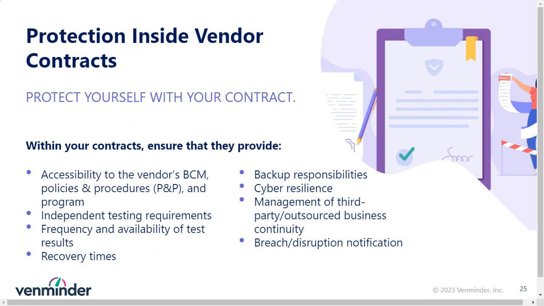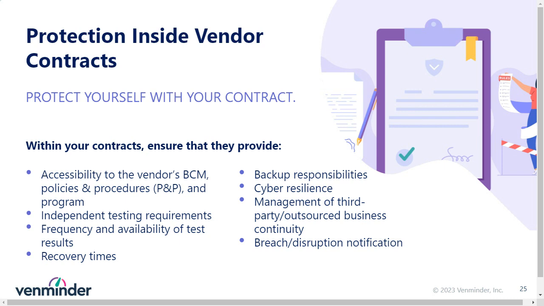Now, always be sure to protect yourself in your vendor contracts. Yes, vendor business continuity, disaster recovery, and pandemic plans go all the way to the contract level. So make sure your vendor contracts include the following. You want to have accessibility to the vendor's BCM, the business continuity management, policies and procedures, PMP, and program. Make sure your organization can access these documents when needed. This could include having a hard copy or even having access to the vendor's shared drive that includes this information.